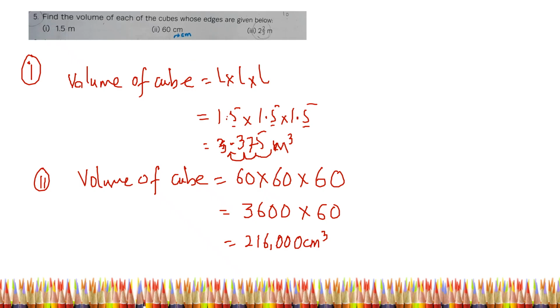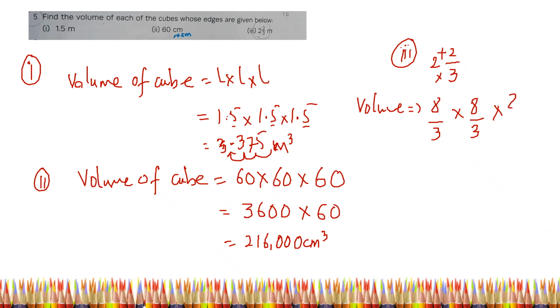Now in the last question we are given a mixed fraction, 2 2 by 3. We need to convert it first. That is 2 multiplied by 3 and then add 2 with it. That is 2 3s are 6 and 6 plus 2 is 8. 8 over 3. Now we need to find the volume by multiplying 8 by 3 with 8 by 3 and again 8 by 3. Now 8 multiplied by 8 multiplied by 8 is 512, and 3 times 9 is 27.